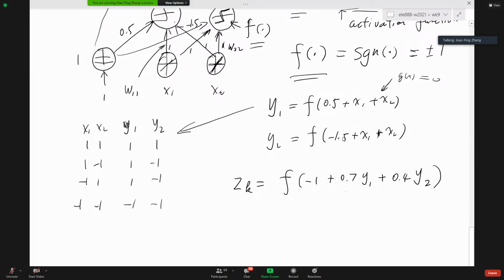Now we have this one. If both of them are positive, if it's 1, 1, we say this is 1.1 minus 1. This one is larger than this, so for zk, you will get 1.